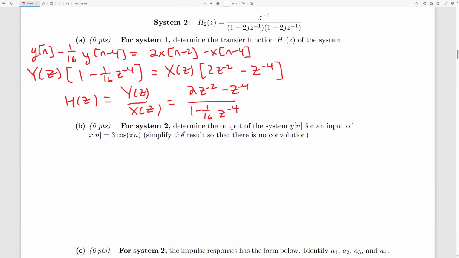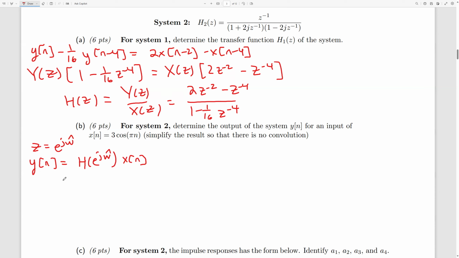Next, for part B, for system 2, determine the output of the system y of n for input x of n equals 3 cosine of pi n. And you're going to simplify so there's no convolution. To do this problem, you need to recall how we developed the definition of the z transform. We basically said that z is equal to e to the j omega hat in terms of the DTFT. And in this case, y of n is going to be the transfer function H acting on x at that particular frequency, e to the j omega hat, where this omega hat corresponds to the frequency in x of n.